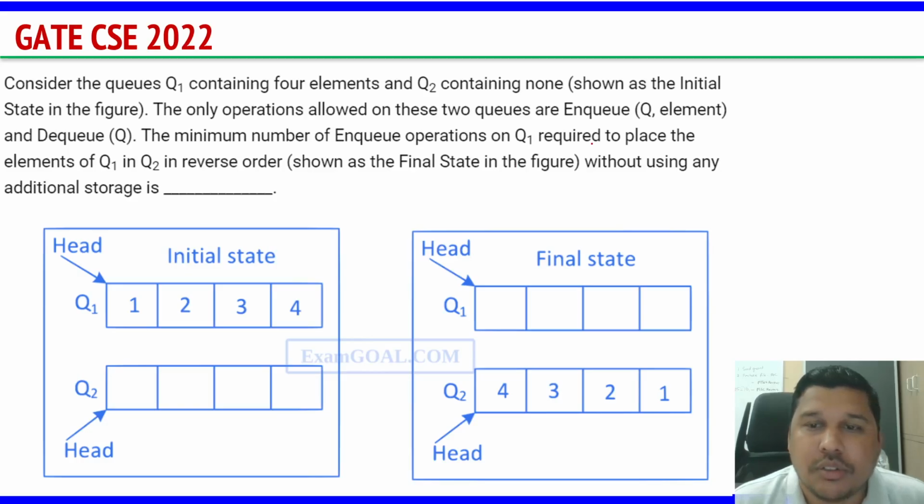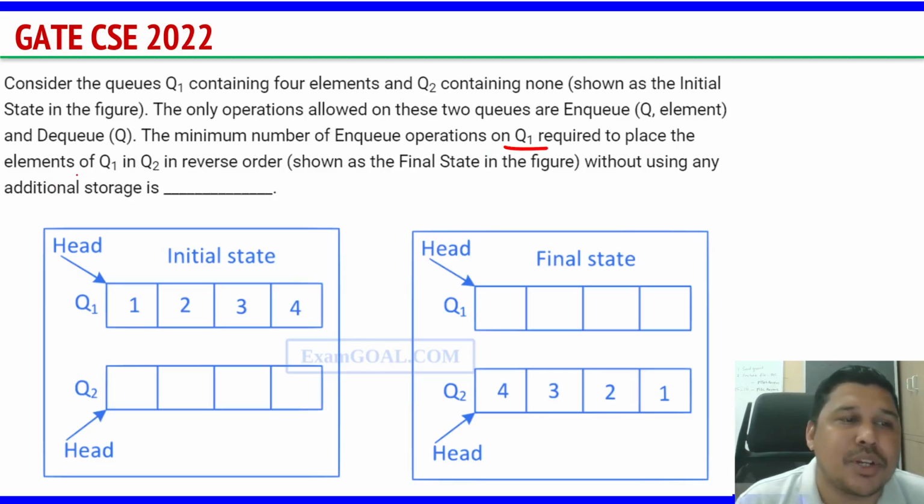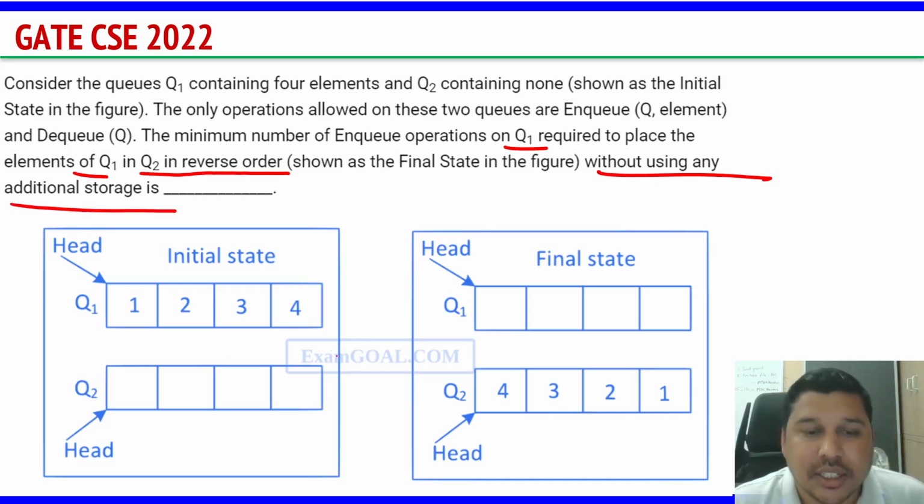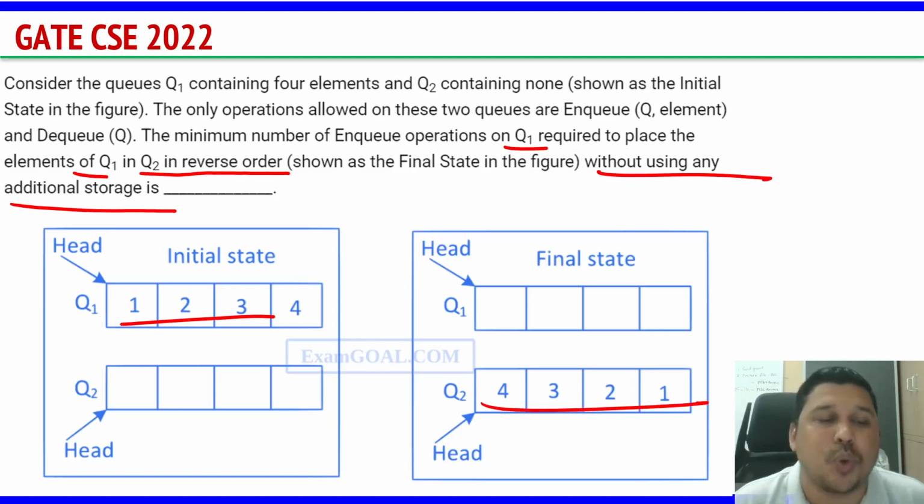Here, the number of NQ operations on Q1 required to place the elements of Q1 in Q2 in reverse order, without using any additional storage. Can you get this without additional storage? Without means you cannot use any array, you cannot use any stack. I want to fill these things like this, 4, 3, 2, 1. How can we do that? NQ operations on Q1. See, this is not possible.